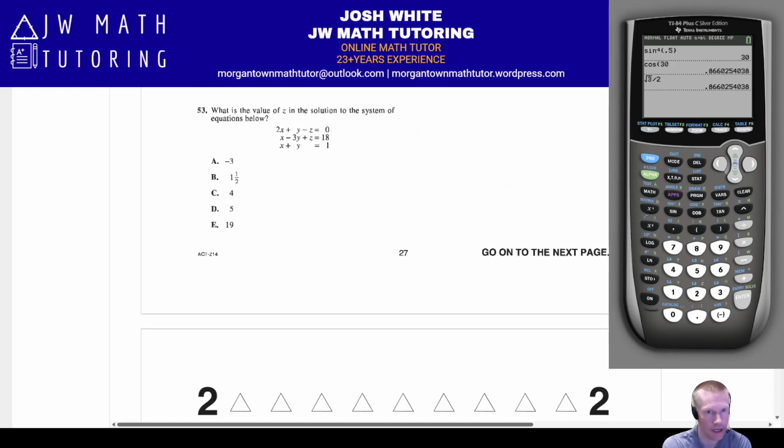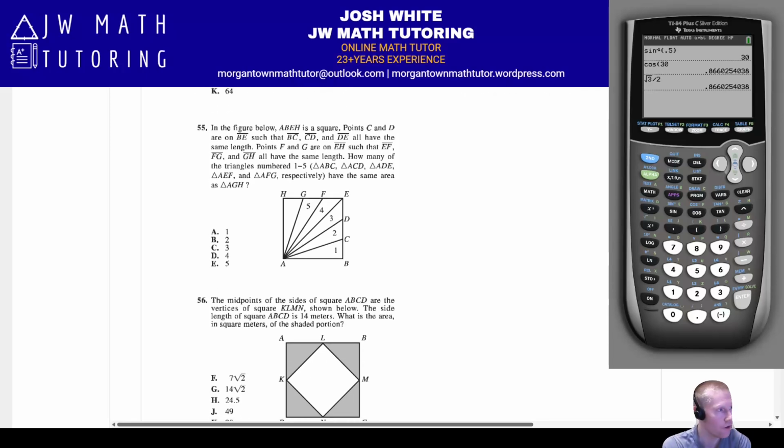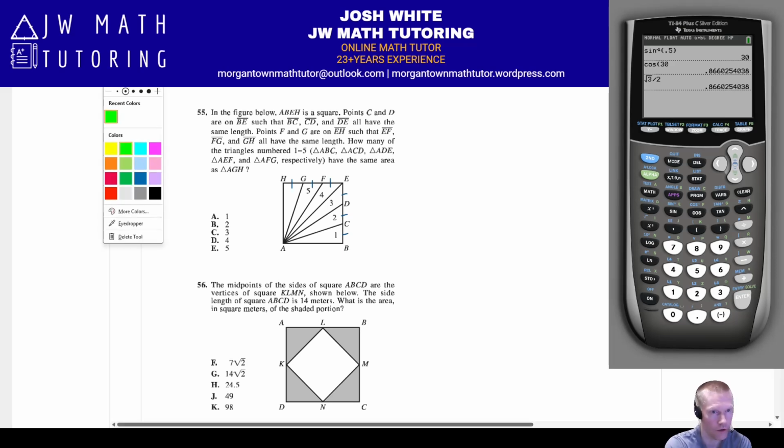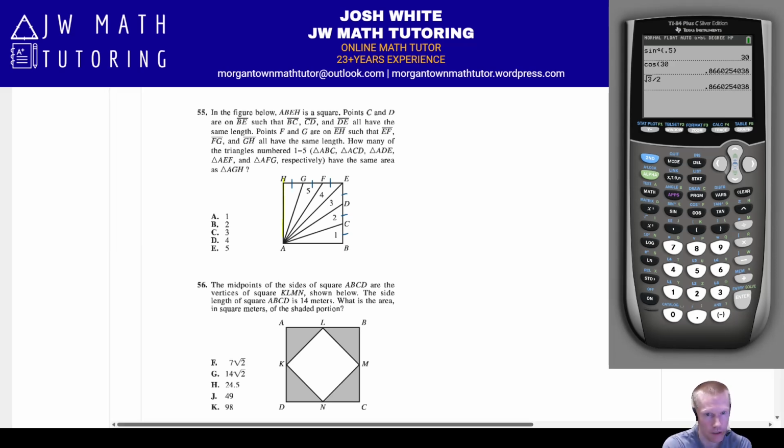All right, next, let's take a look at number 55. So in this problem, you have this square, and it's split into a bunch of triangles. And let's see, we're told that BC, CD, and DE are all the same. And then F and G split the other side such that all 3 of these are the same. How many of these triangles, basically 1, 2, 3, 4, 5, have the same area as AGH? Okay. So AGH, of course, is this one right here.